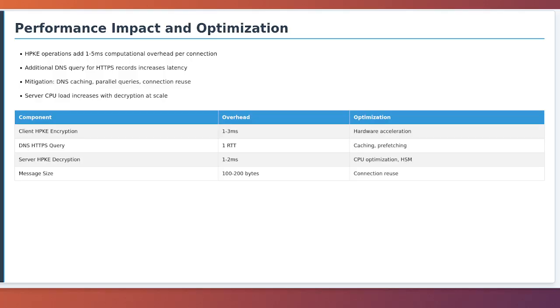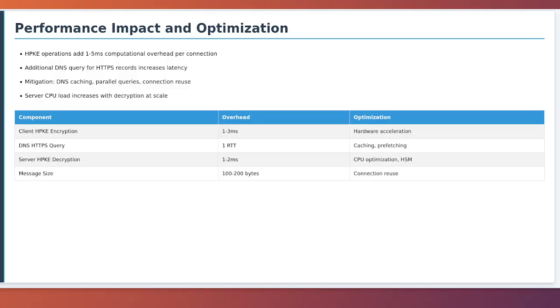Understanding the performance impact and optimization strategies helps operators deploy ECH without degrading user experience. The primary computational overhead comes from HPKE operations. The client must perform an elliptic curve scalar multiplication for the key agreement, run HKDF for key derivation, and execute an AEAD encryption. Modern processors with hardware support for AES and polynomial multiplication can optimize these operations significantly, but older devices or software-only implementations may experience measurable latency increases, typically in the range of 1 to 5 milliseconds per connection.